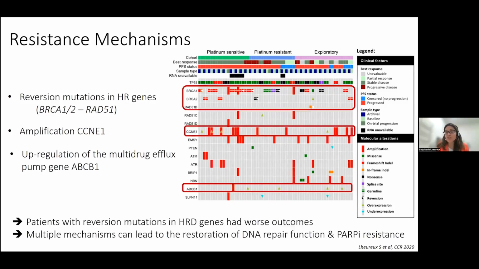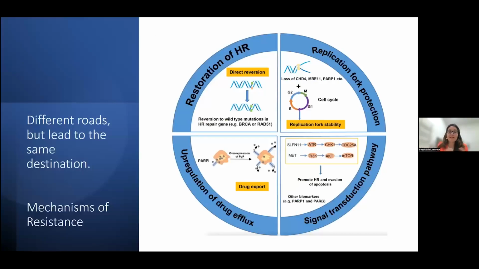Interestingly, the patients who have this reversion in HR gene have really worse outcome and do not benefit of a rechallenge of PARP. And what we have seen as well is that one patient can actually have multiple mechanisms of resistance to the PARP inhibitor treatment. So different roads for the PARP inhibitor resistance, but the same destination for people.